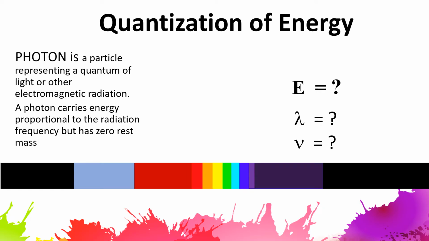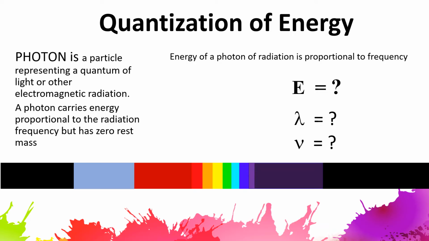What is this photon? It's a particle representing a quantum of light or other electromagnetic radiation. A photon carries energy proportional to the radiation frequency but has zero rest mass. That means it's a kind of particle, the smallest particle in electromagnetic radiation. But it's not an actual particle because it has no mass. That is the smallest energy unit in electromagnetic radiation. We call it a photon.